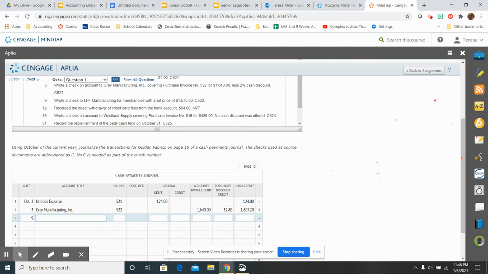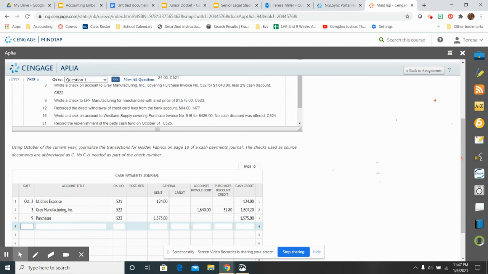When we purchase merchandise, when we write a check for merchandise, we're actually purchasing. We have purchases. So the LPF Manufacturing doesn't matter because it doesn't say on account. All right. So we're paying for merchandise. We're paying for products to buy and then to resell to our customer on check 523 for $1,575 general debit and $1,575 cash credit. Any questions?